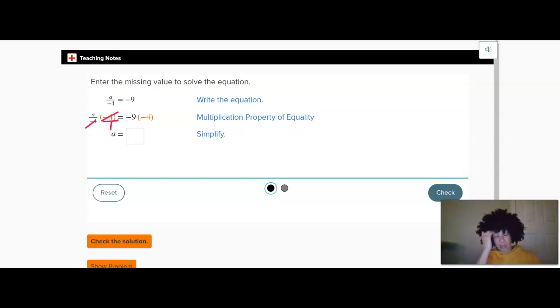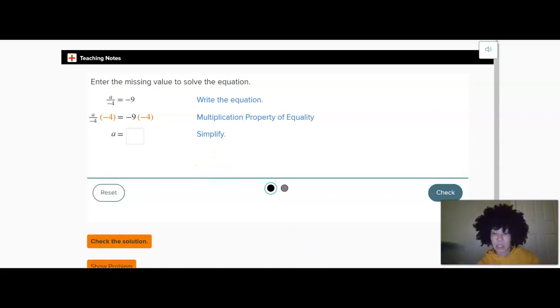So again, the goal with solving equations is always to get the variable by itself. And whatever's happening to that variable, we're going to do the inverse of that. So if it's being divided, then we're going to multiply both sides. And that's going to help us get that variable by itself. And then negative 9 times negative 4 is positive 36. So see if you can do the one at the bottom of page 282. Okay, try that one. And then we're just going to look at one more problem for this video.